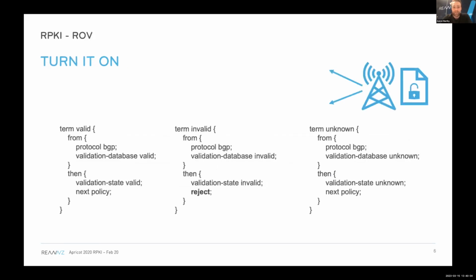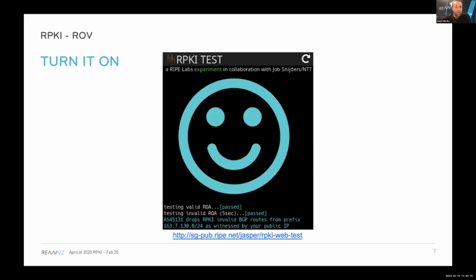That next policy turned into a reject and we started dropping all invalid routes. Now, I then went to the RIPE tester to see if RPKI was working, and I got this happy face when the day before I'd gotten a sad face. So it all seemed to be working fine. I've put the link in there, but unfortunately, it looks like they've turned the old one off while they're busy working on a new one. So actually, that link doesn't work today.